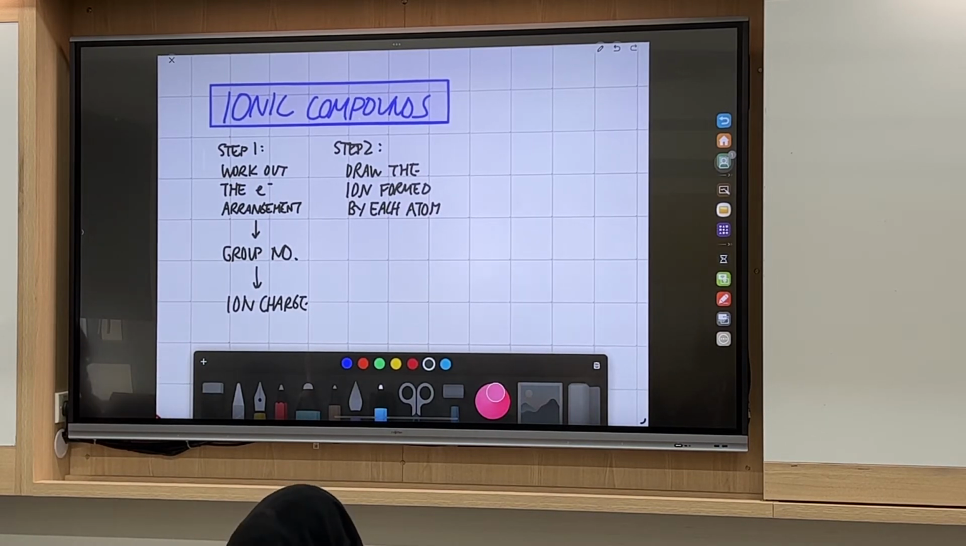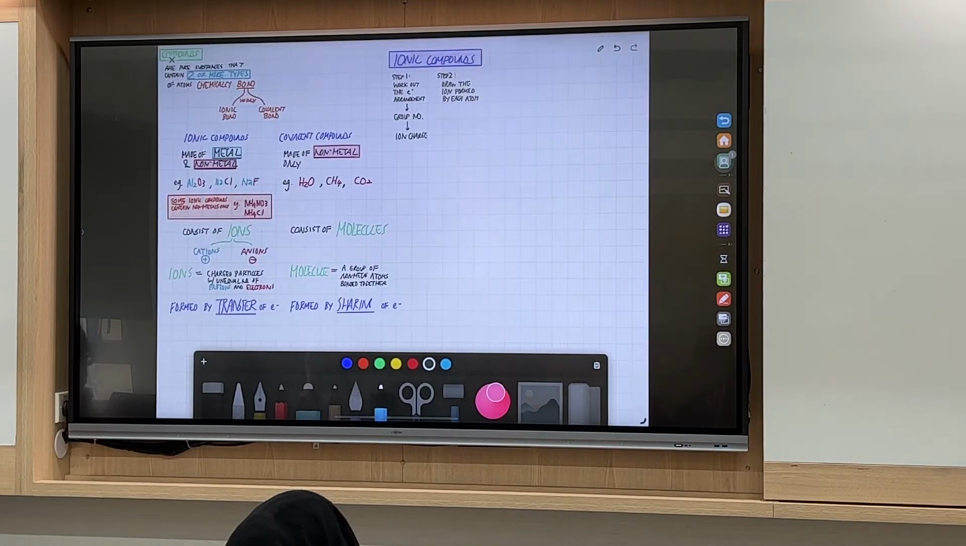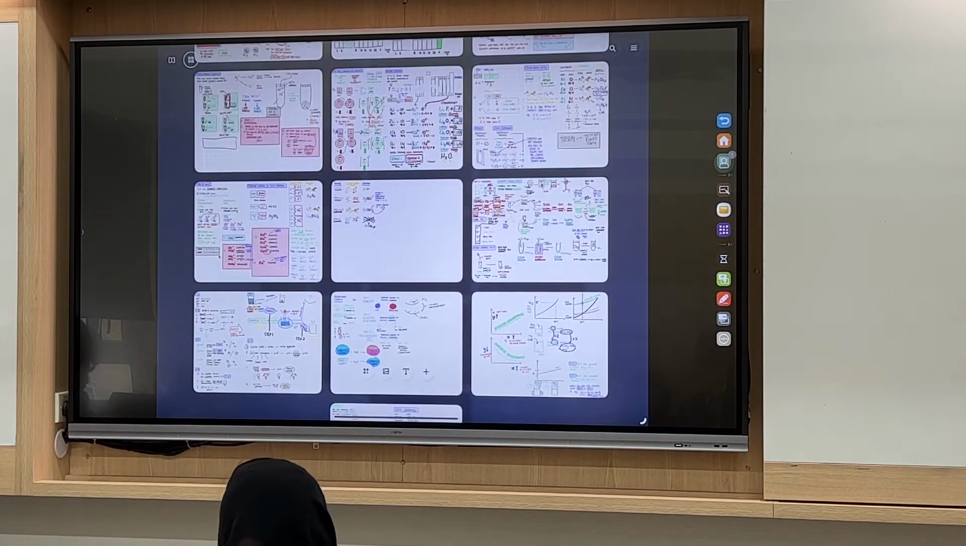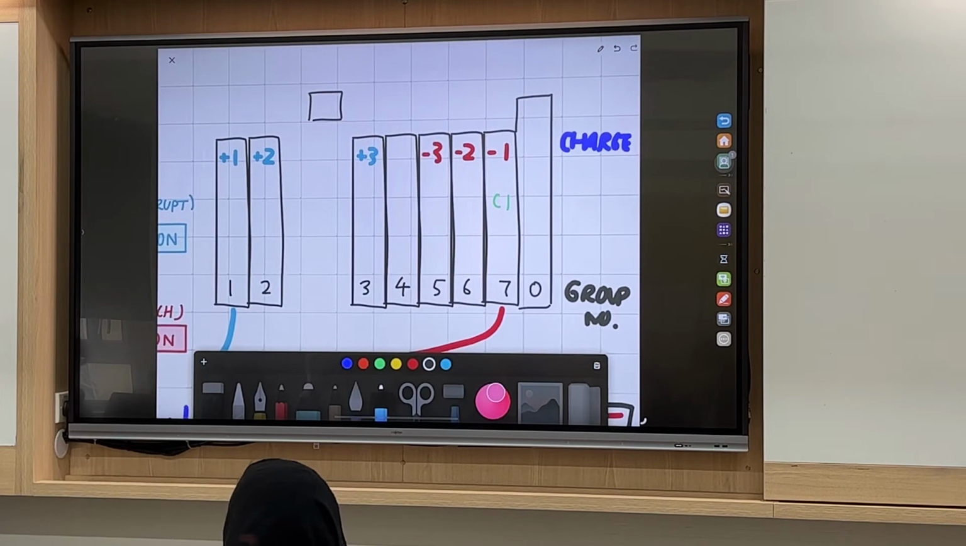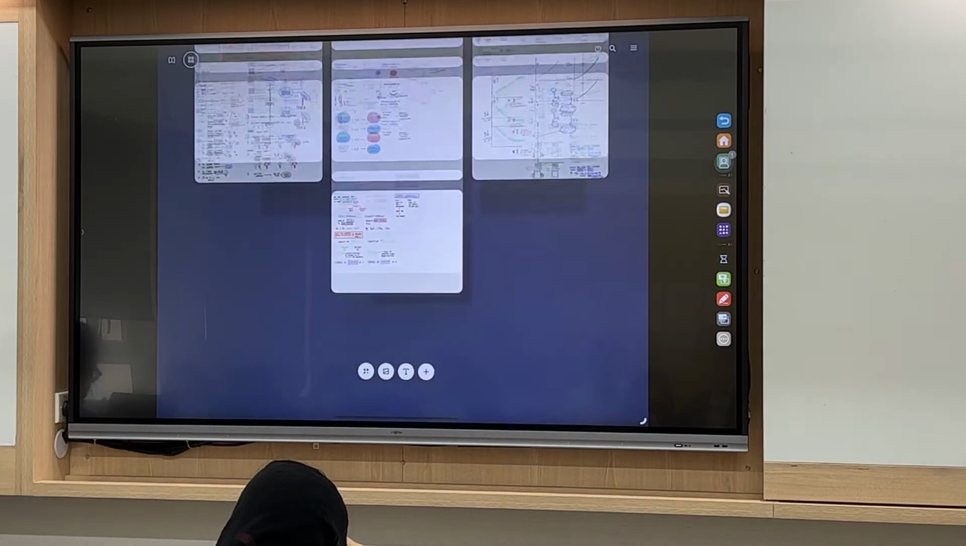Let me ask the rest of you. What about a group 2 element? What can a group 2 element form? +2. Group 1 will be +1. So you may want to refer back to this page of notes. Group 1 forms +1 charge. Group 2 forms +2 charge. You need to remember this. I will not provide this table to you in the exam. It has to be in your head, okay? And so you see group 5 will form a 3- charge. Remember this.